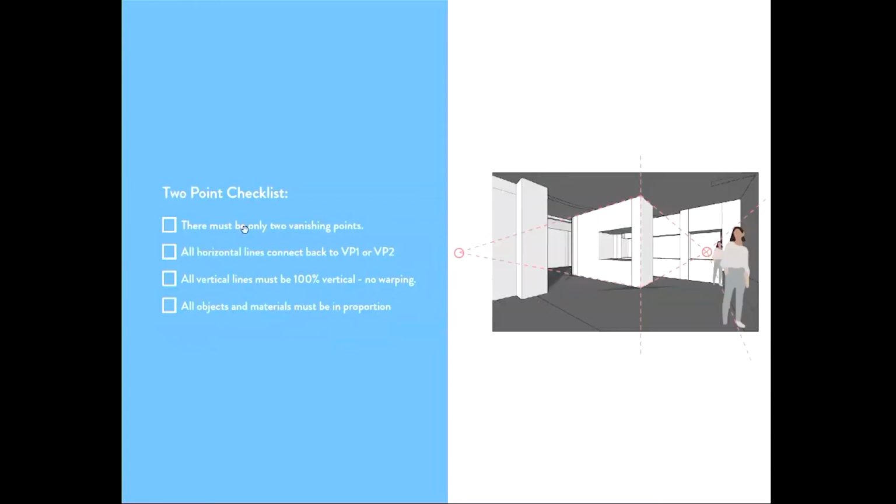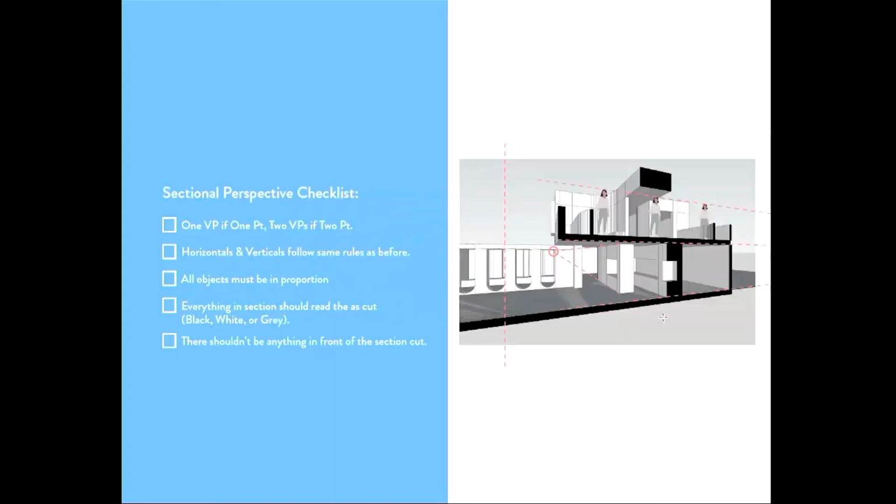2-point checklist. Now we have to have 2 vanishing points. All horizontal lines must connect back to point 1 or point 2. There's no horizontal lines because they're all angled now. All vertical lines must still be 100% vertical like we can see here. And then once again, all objects and materials must be in proportion. Finally, for your sectional perspective.